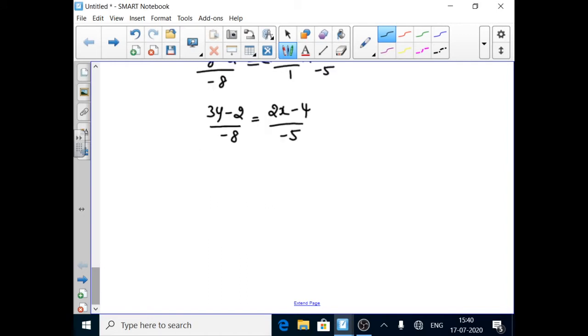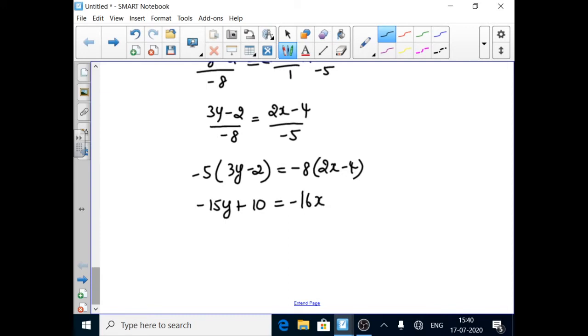So if you do the cross multiplication, we will get minus 5 into 3y minus 2 is equal to minus 8 into 2x minus 4. So next, minus 15y plus 10 is equal to minus 16x plus 32.